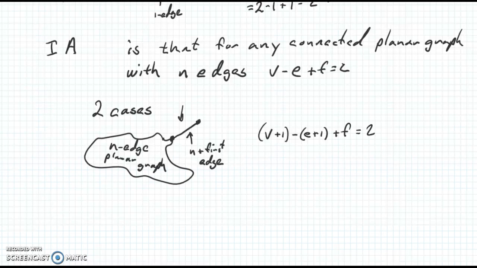And so I know that the vertices plus edges minus faces equals 2. I've added 1 to the vertex and 1 to the edges, so that's v plus 1, e minus 1, plus f equals 2. I should have put a question mark above there. So vertices minus edges plus faces is equal to 2 by assumption.